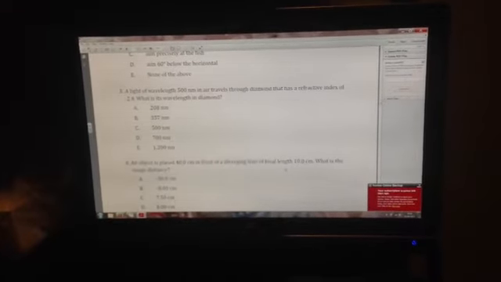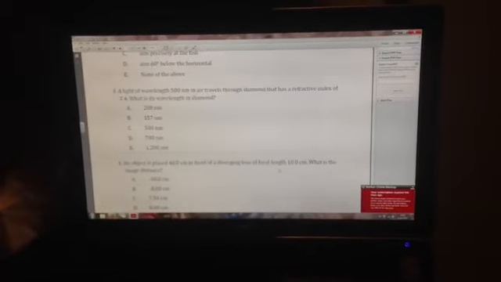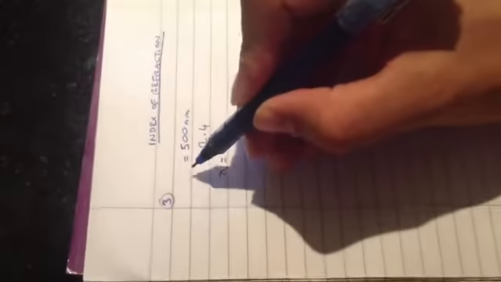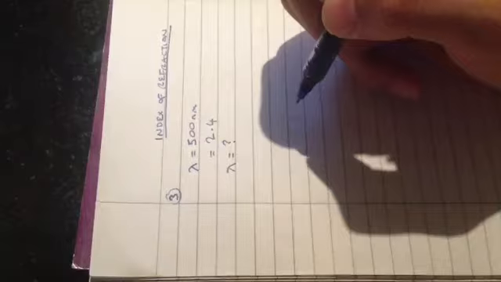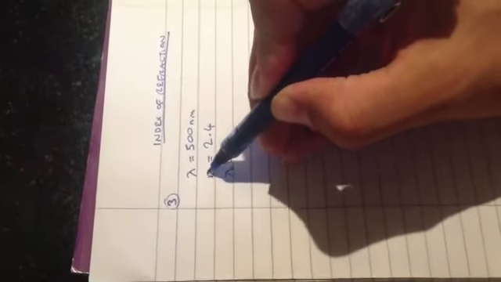A light of wavelength 500 nanometers in air travels through diamond that has a refractive index of 2.4. What is the wavelength in diamond? Okay, so we said 500 nanometers was the wavelength, and 2.4 was our index of refraction.